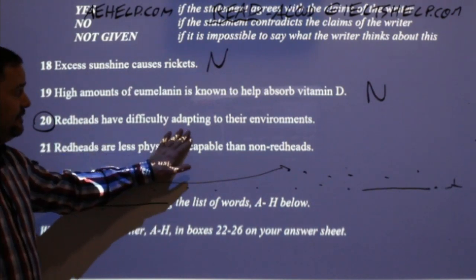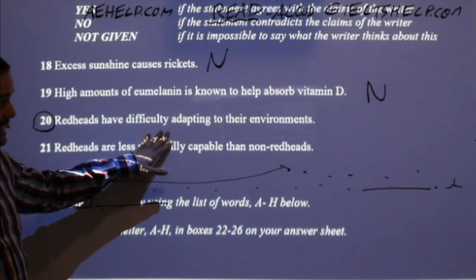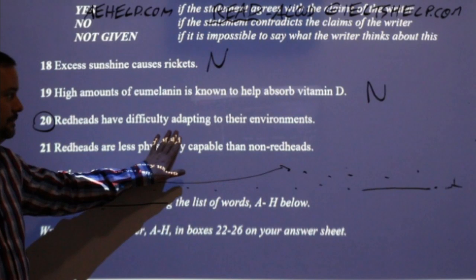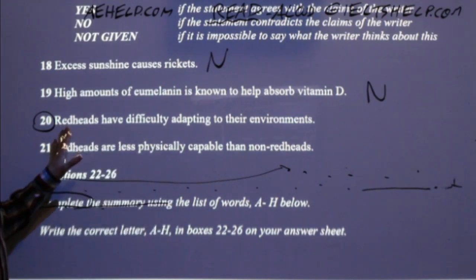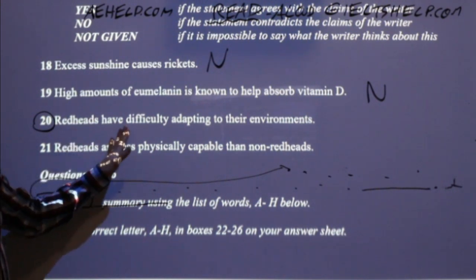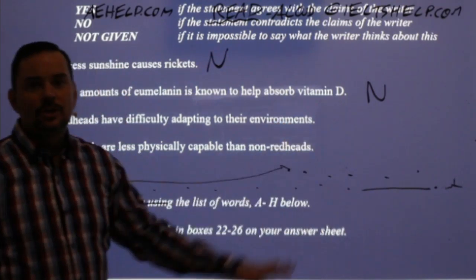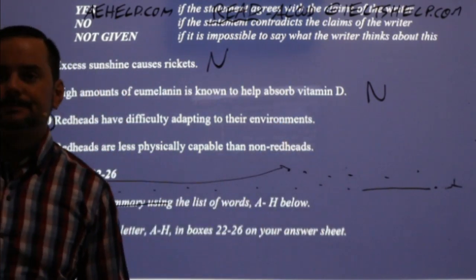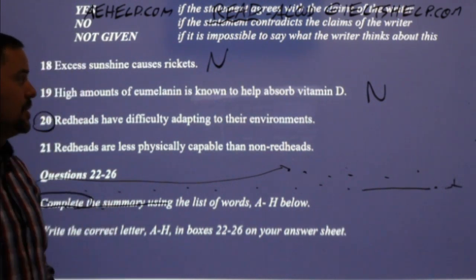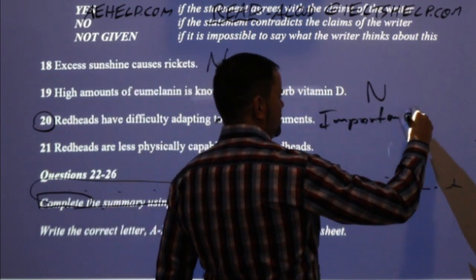Redheads have difficulty adapting to their environments. This is present tense. It's not past tense. It's a general statement. Does the author discuss redheads' ability to adapt to their environment directly? Is that important? Okay. No, it's not important. It's kind of a strange question to begin with.